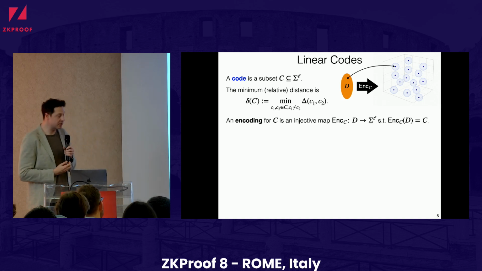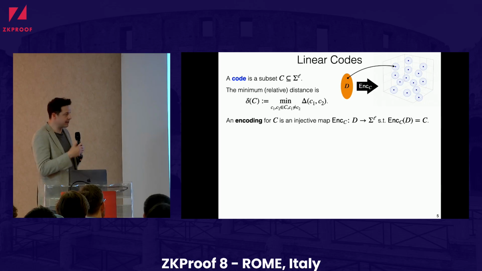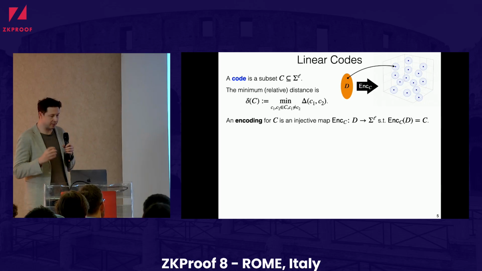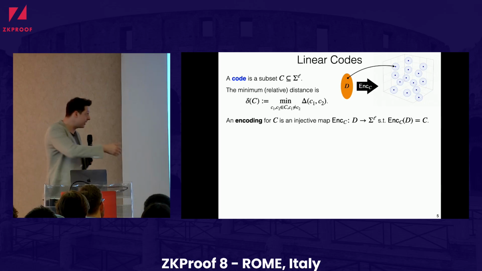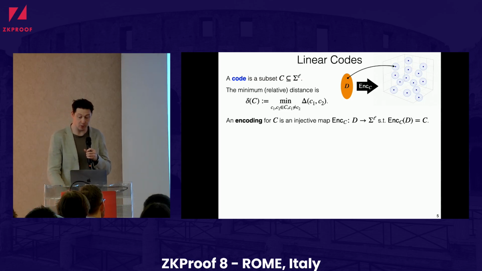And we'll care also about encodings. So there are two views of codes. You can either think about them as subsets or as a procedure that takes a message and maps it into this subset. So we will care about encodings as well. It's just some way to take a message space into that code.